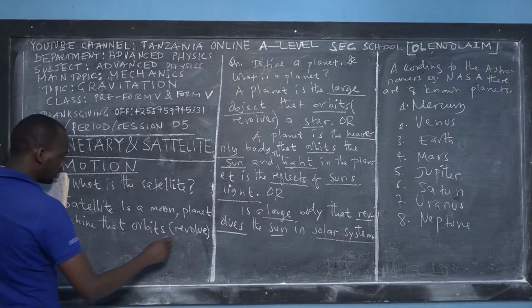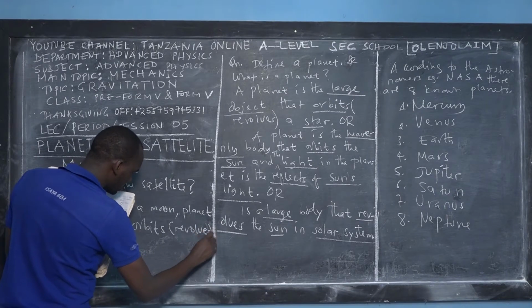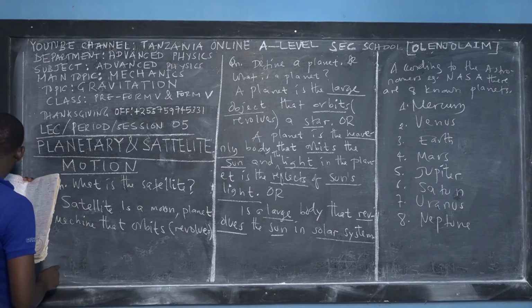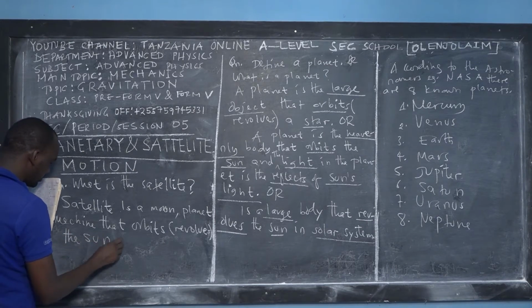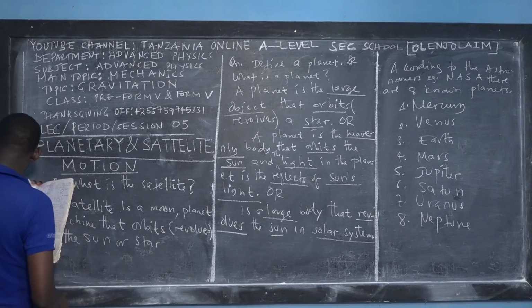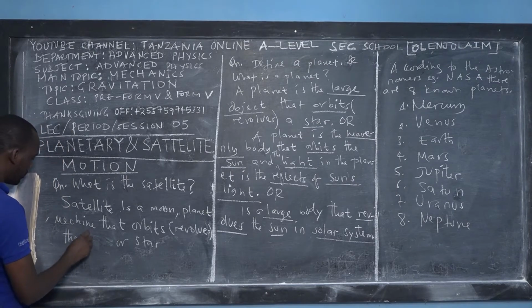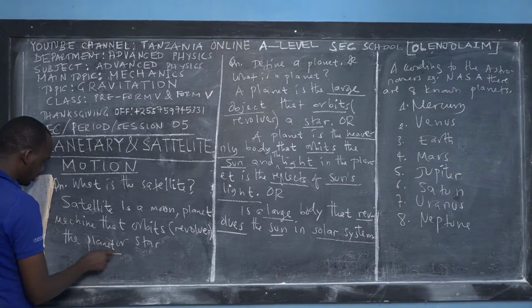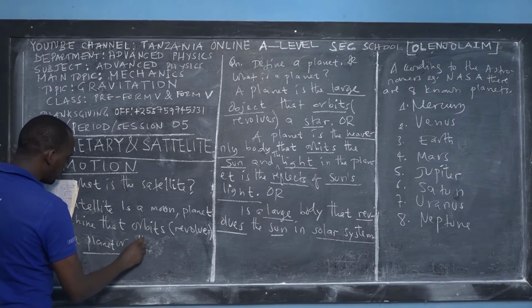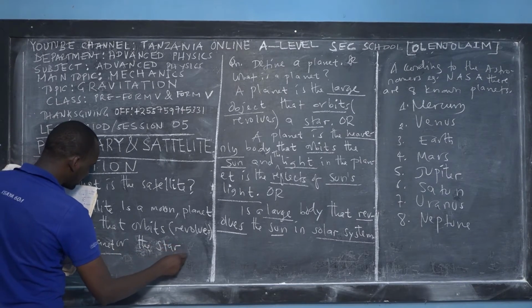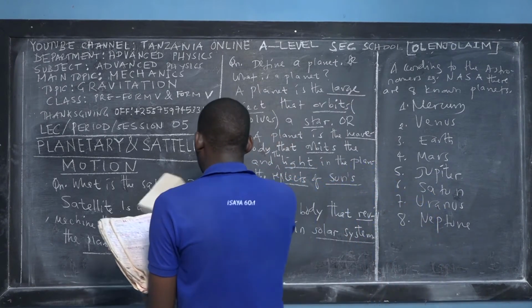That revolves a planet or the star. Sorry, not the sun: that revolves a planet or a star. So we say that a satellite is a moon.